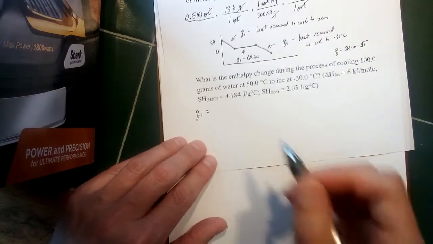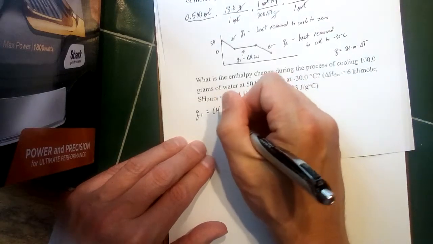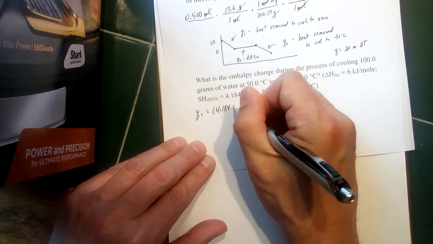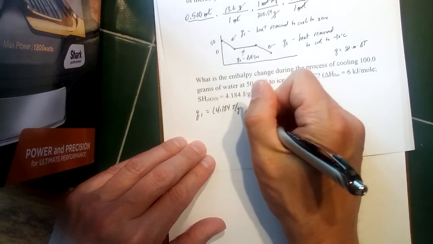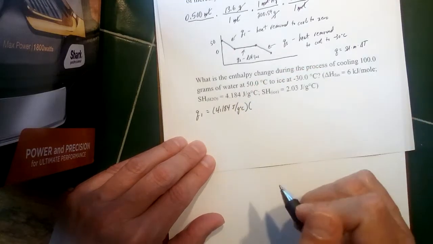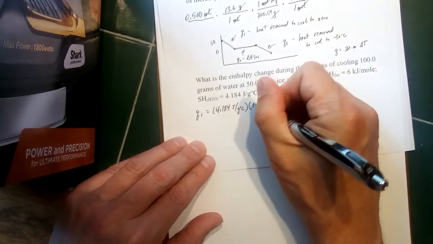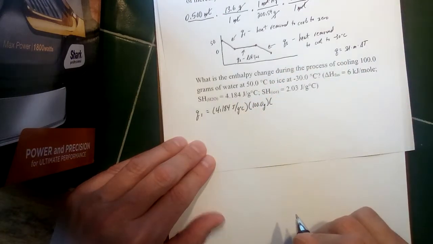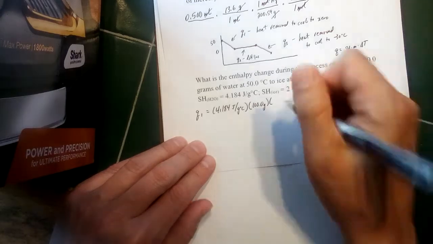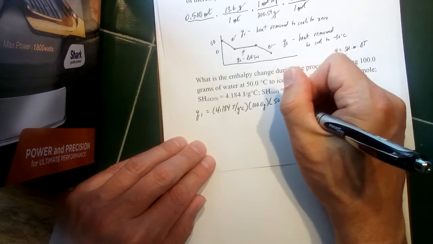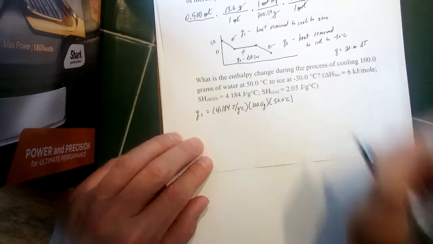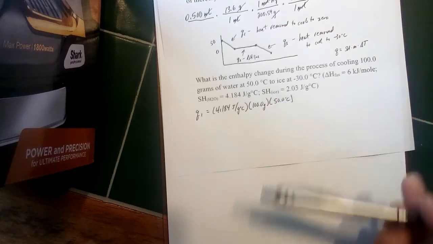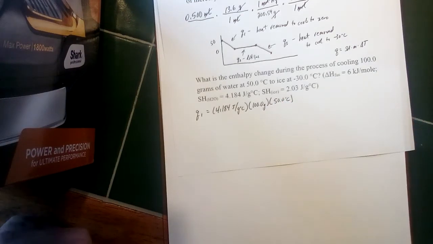So Q1, we're looking at water. So we would use the specific heat capacity of water, 4.184 joules per gram degree C. The mass of the sample is 100 grams. And the temperature change, we go from 50 down to 0. That's a change of 50.0 degrees C.